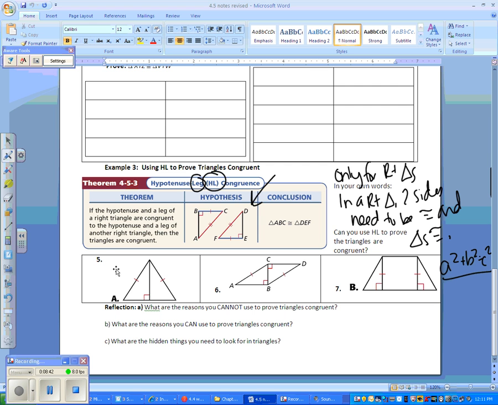All right, so really quickly, I'm going to do number 5, and then you guys are going to try number 6 and 7, and we'll be done. Don't forget to do your reflection. Number 5, are these triangles congruent? If so, why? Well, let's see. We know that this is a right angle, so this one's a right angle as well, and we know that this side is congruent to itself by the reflexive property of congruence. So we have a hypotenuse, and we have a leg, so these are congruent by HL.